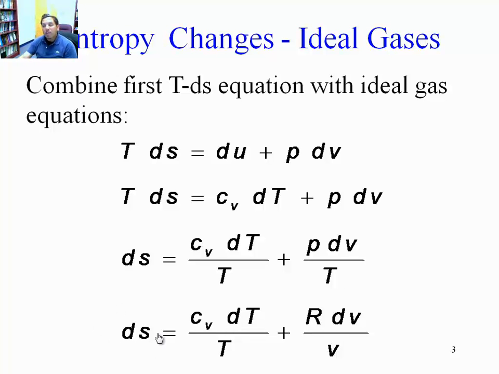Now we have an equation that says that the change in entropy is equal to Cv times the change in temperature over temperature, plus R times the change in volume over volume. That looks like something that we can directly integrate. So if we want to calculate the change in entropy from state 1 to state 2, we can get an equation that is a function of the change in temperature and a function of the change in volume. So now we know that the entropy change for an ideal gas is a function of the temperature and a function of the volume.